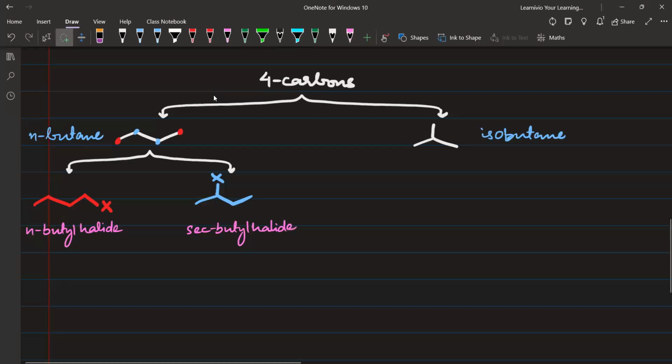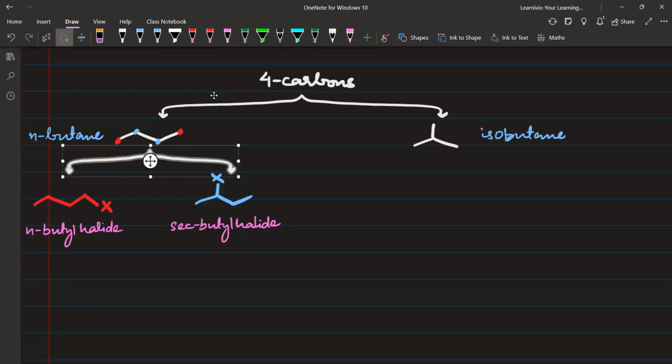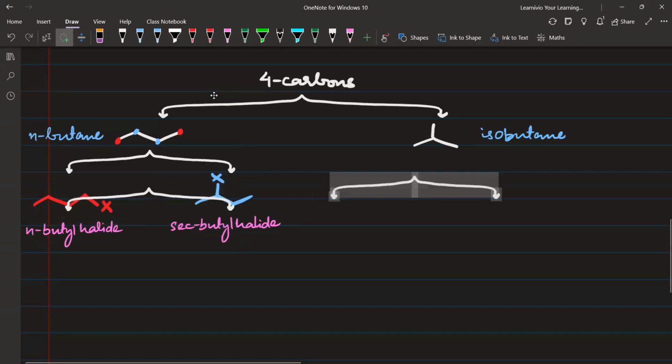Just try to repeat it once or twice in one or two days' time. If you regularly repeat this throughout the week, then you will easily remember these things.